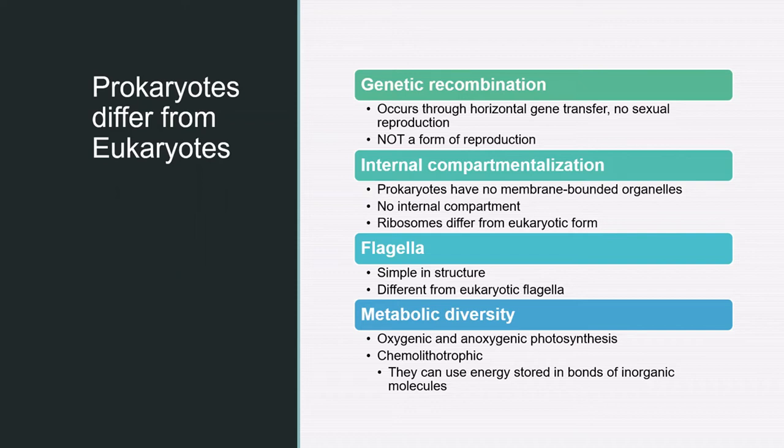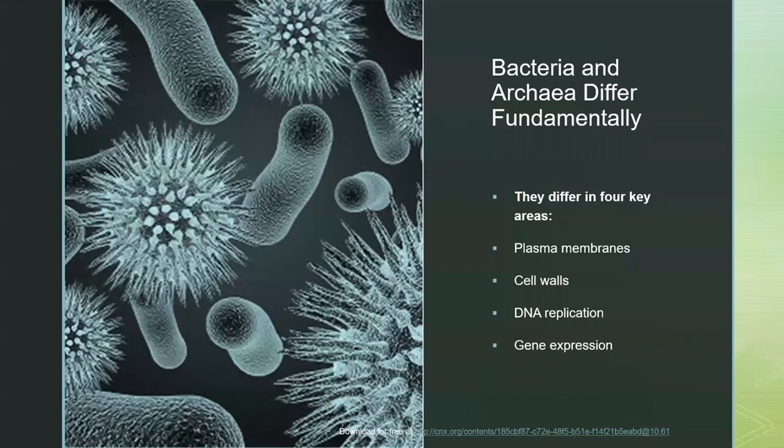And their metabolic diversity: they have oxygenic and anoxygenic photosynthesis, and some are chemolithotrophic, meaning they can use the energy stored in the bonds of inorganic molecules. That's what we talk about with some of the extremophiles, where they are living in high sulfur environments, so they are using sulfur, some of those different things.